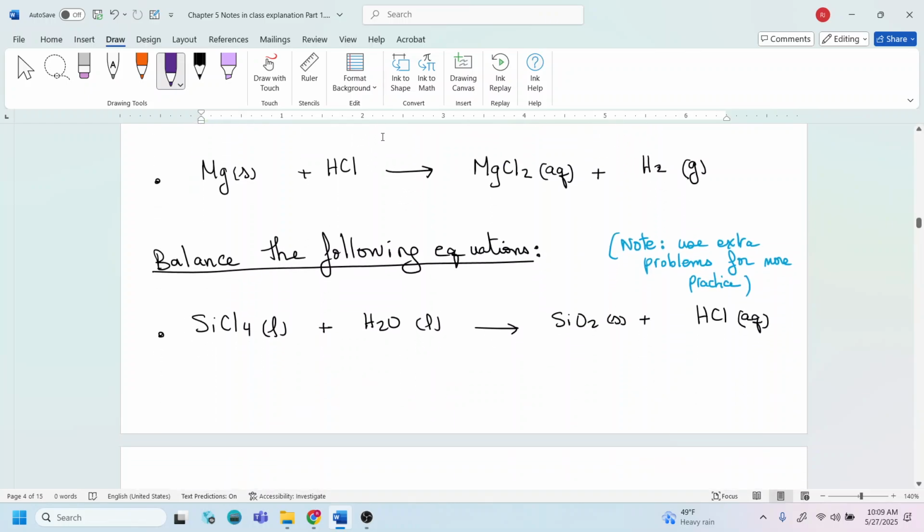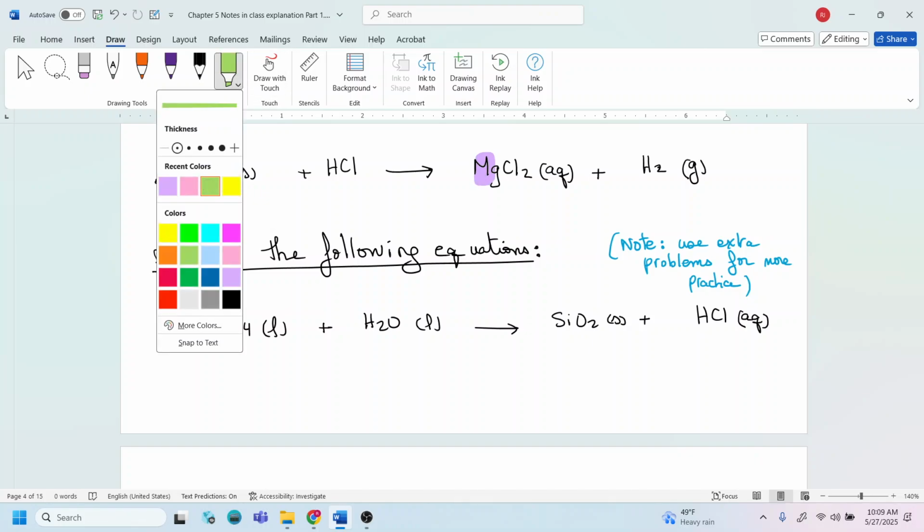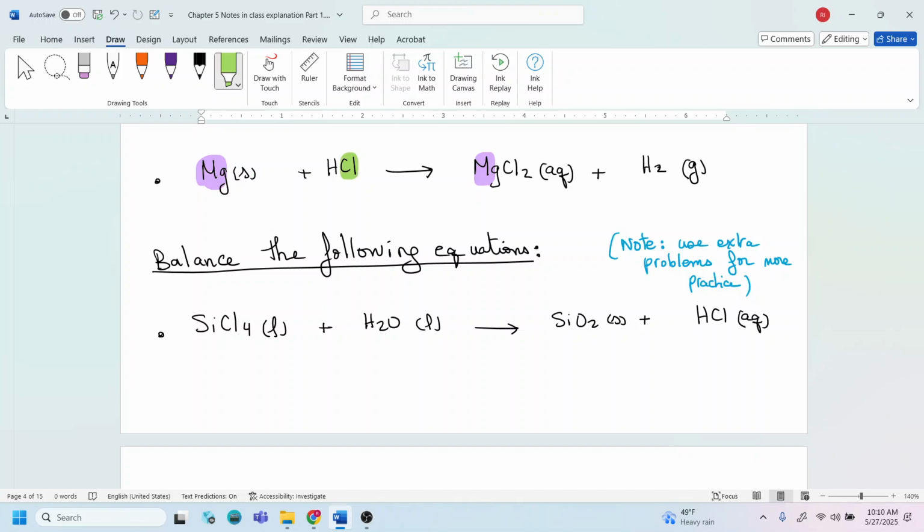Another example, magnesium. I'm reacting it with an acid, and then I'm going to get magnesium chloride and hydrogen. So I'm starting with the magnesium, one magnesium here, one magnesium there. I'm balanced. Chlorine is not balanced because I have one chlorine here and two chlorines there. So what I need to do is just put 2 next to the HCl. And if I do so, then I have 2 hydrogen atoms here and 2 hydrogen atoms there, so I'm fine. So this is going to be a balanced equation as well.